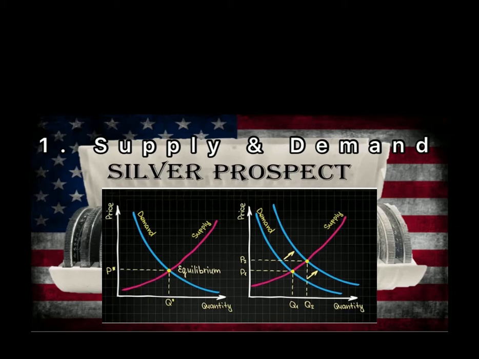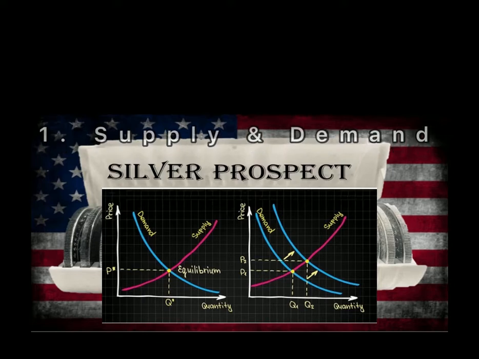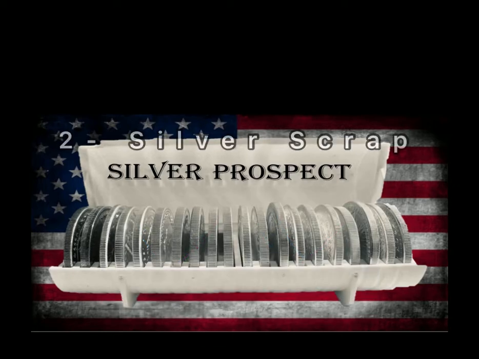For example, if a strike interrupts mining at a major producer, silver prices may spike over the short term. Likewise, announcements of a new use of silver, such as in solar panels, will generate more buying and create upward price pressure. And number two, silver scrap.